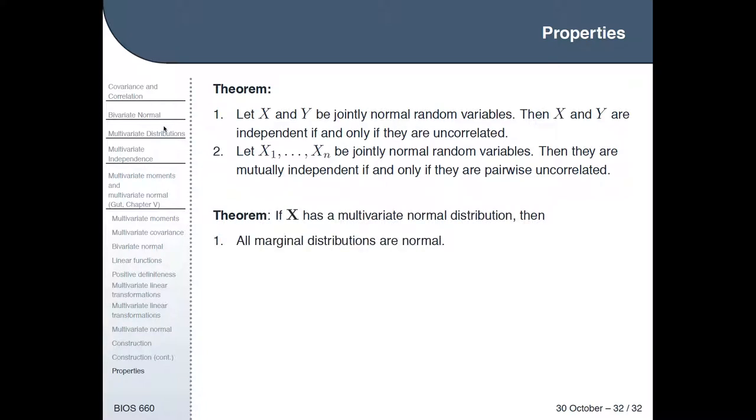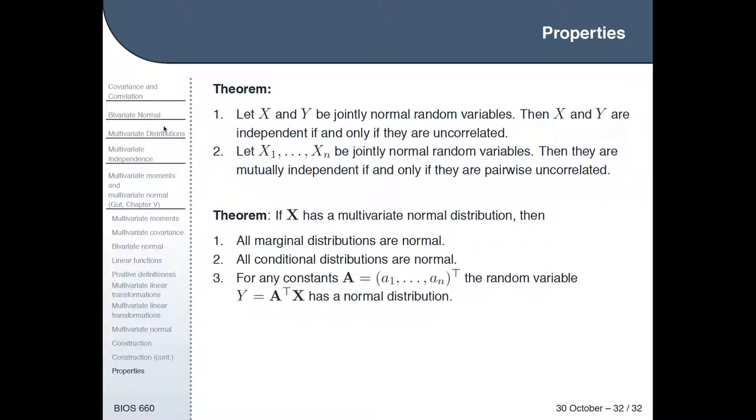And if x has a multivariate normal distribution, then you can show that all the marginals are normal, all the conditionals are normal, and if you take any vector of constants and multiply it by the random variable x, that will be normal as well. And yeah, I think that's everything I had to say about multivariate distributions today. Any questions about any of this?